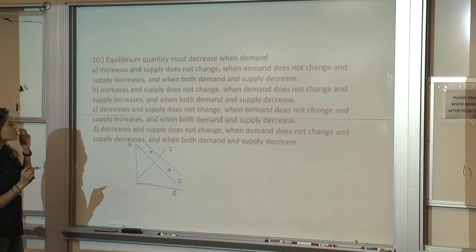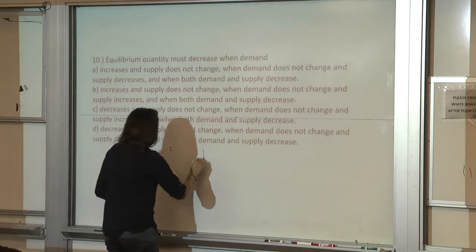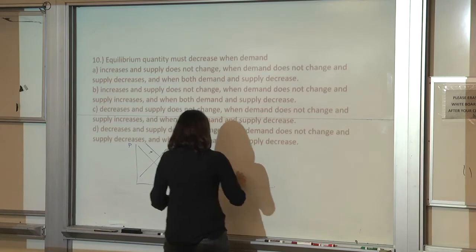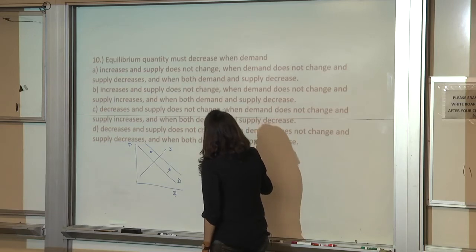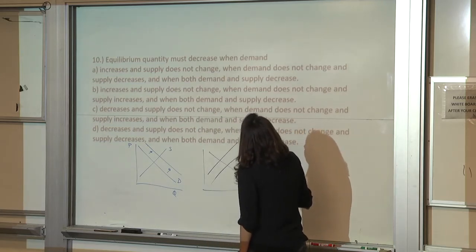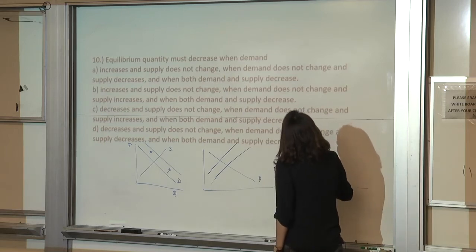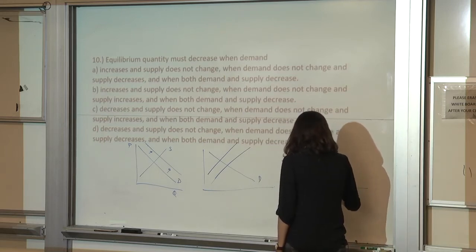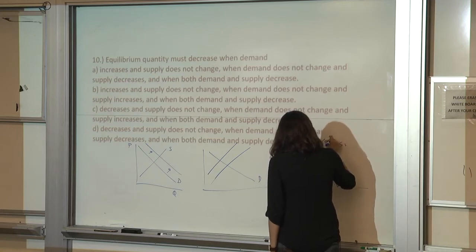If demand increases and supply does not change, now they say also when demand does not change but supply decreases, okay, and when both the demand, okay, demand 1, demand 2, supply 1, supply 2.